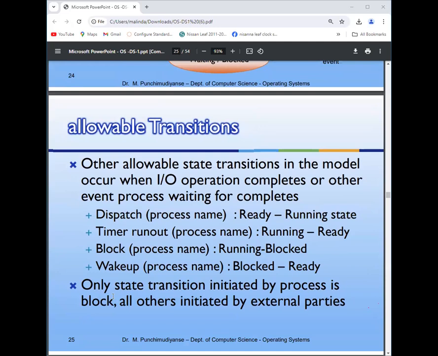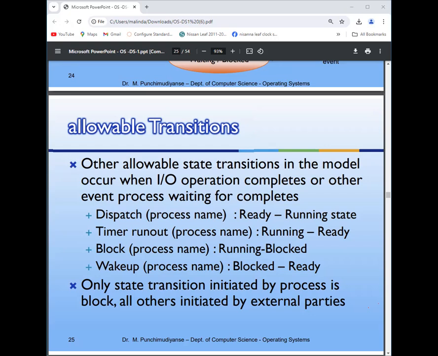So only the state transition initiated by a process is called block, all others are initiated by external parties. So that is a fact. That means when it comes to the waiting state, that is a process. For example, it is waiting for input output, so it is waiting for reading from the hard disk. So that is initiated by the process.